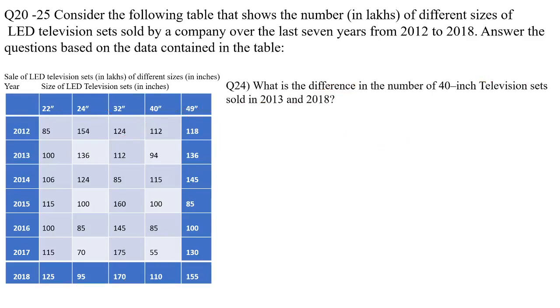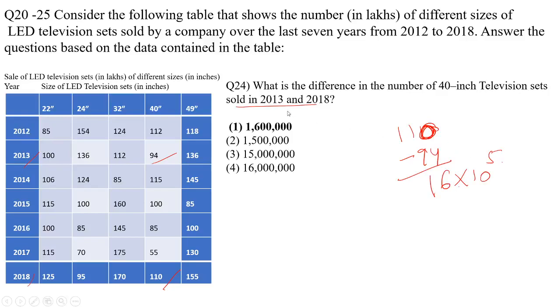Next question, what is the difference in the number of 40 inches television sets sold in 2013 and 2018? 2013 and 18, this value and this value, the difference is 110 minus 94, which gives you 16 in lakhs, so it is 10 raised to power 5. Let's check the value. It is 16 lakh.